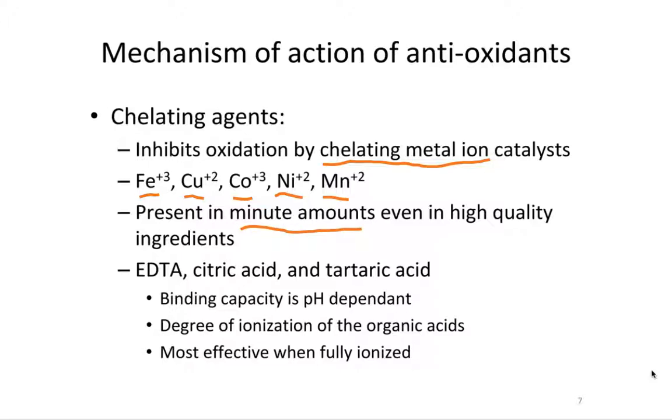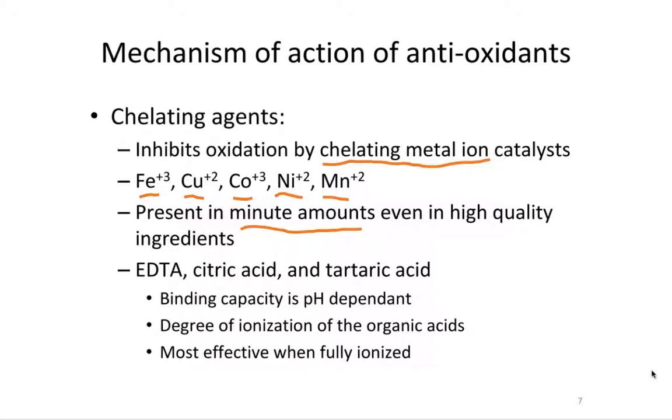Even the presence of these metal ions in very minute amounts can have an impact on the autooxidation process. And this is of particular importance because even the highest quality, highest purity excipients and ingredients tend to have trace amounts of these heavy metals. So even when using the highest quality ingredients, you may have to use some sort of chelating agent to prevent these metal ions from catalyzing autooxidation.